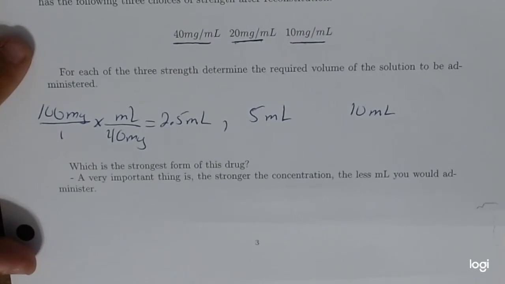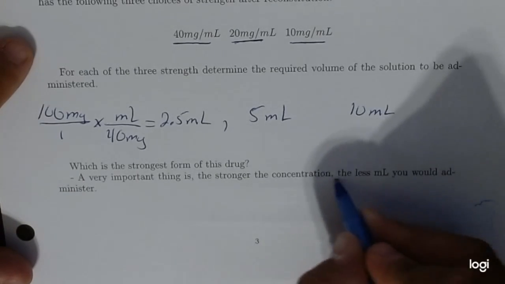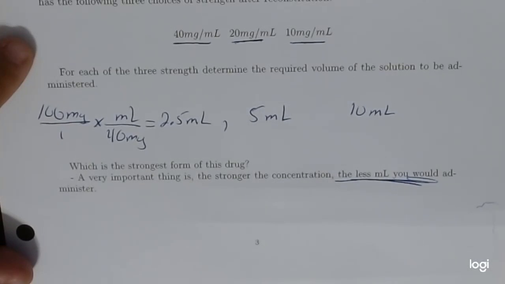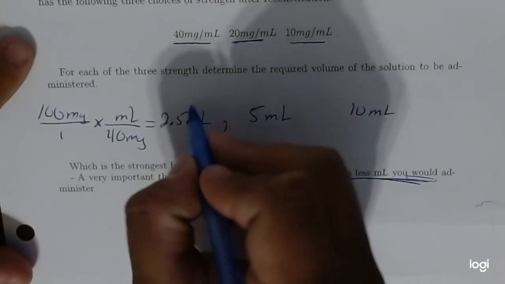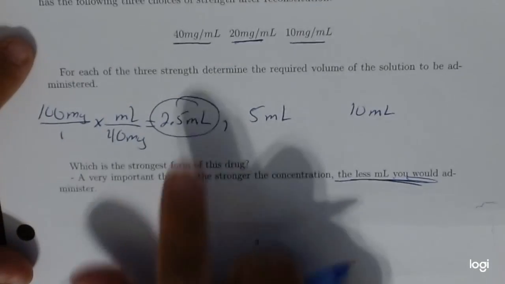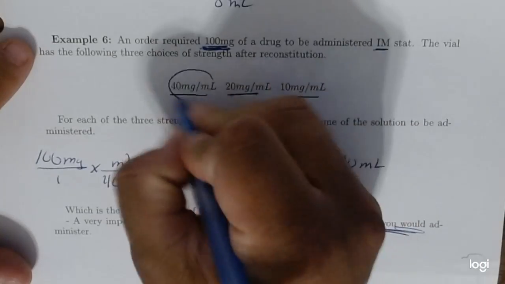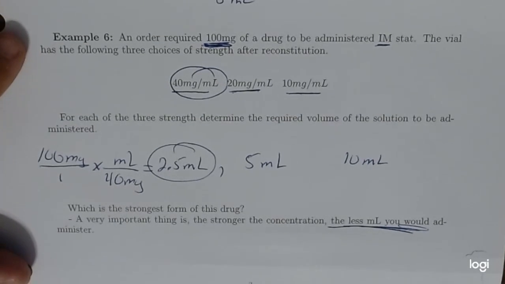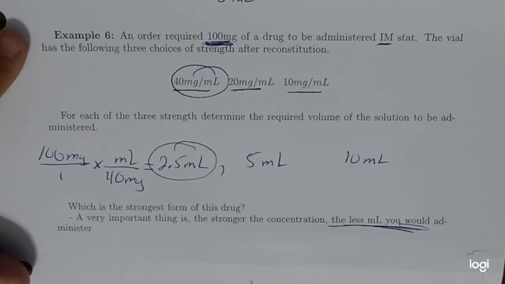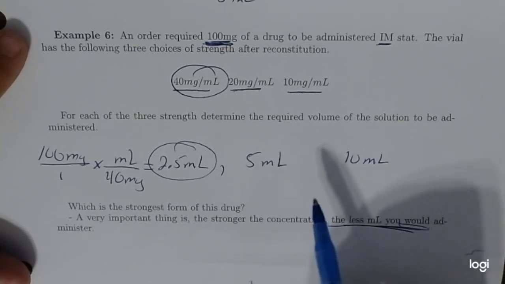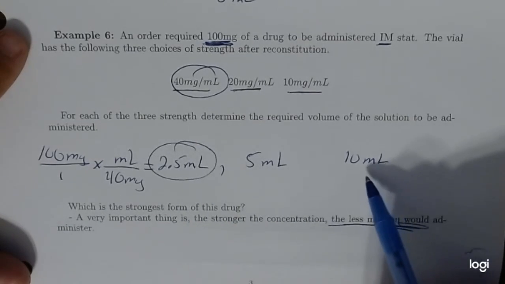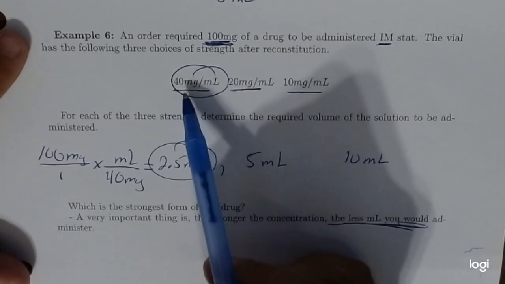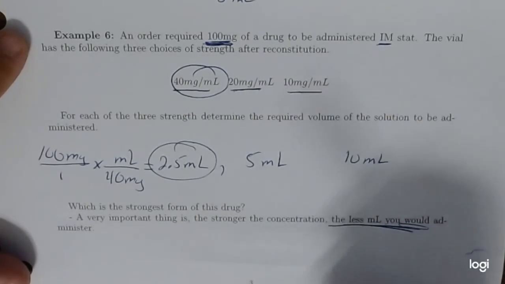Now the question is, which is the strongest form of this drug? I emphasized this in the last videos, I even underlined it: the very important thing is the fewer milliliters you would give, the stronger the medication. Since you're administering 2.5, which is the smallest you give, this will be the strongest of the medications, or the strongest of the type of drug we have. So we can rank which one is the strongest to weakest. The more milliliters you give, the weaker it would actually be. So it's the strongest, moderate, and least strong.